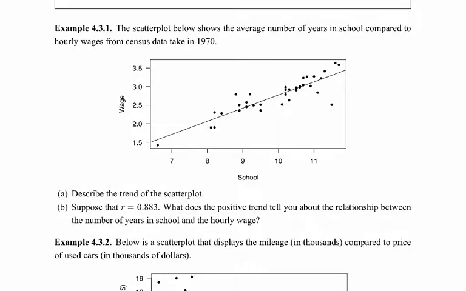So example 4.3, it says, the scatter plot below shows the average number of years in school compared to hourly wages from census data that was taken in 1970. So the number of years in school is the independent variable, and the wages that somebody earns is the dependent variable, wages per hour. So describe the trend of the scatter plot. And so hopefully you would agree that this is a positive trend. So we could say, and it's certainly linear, so we could say a positive linear trend.